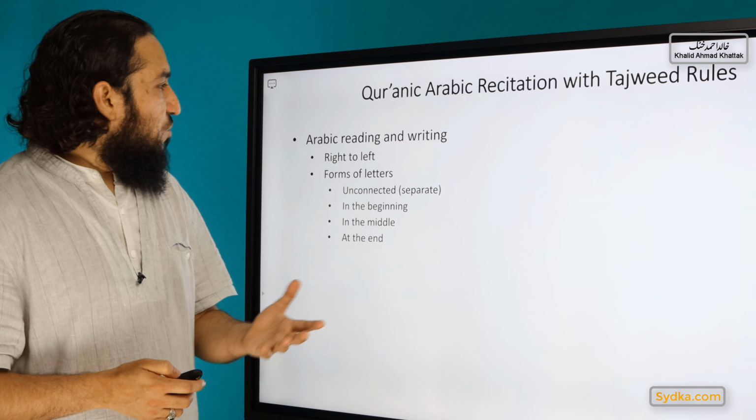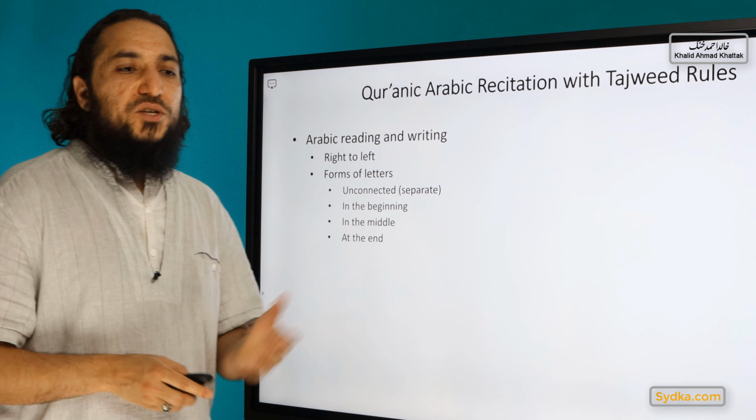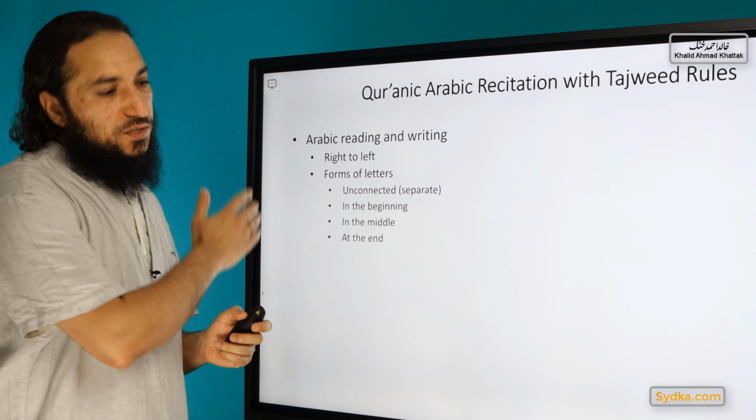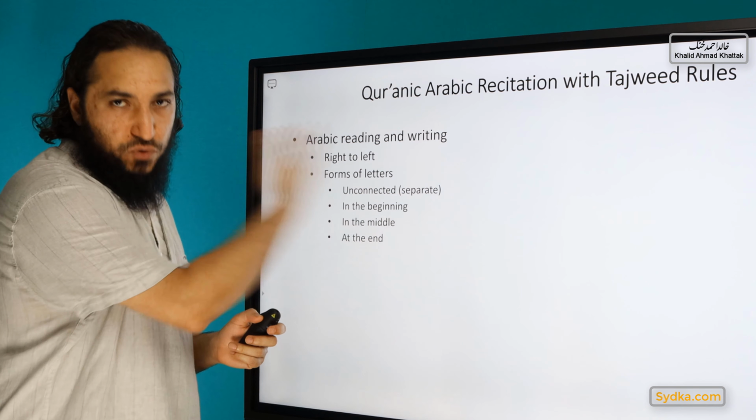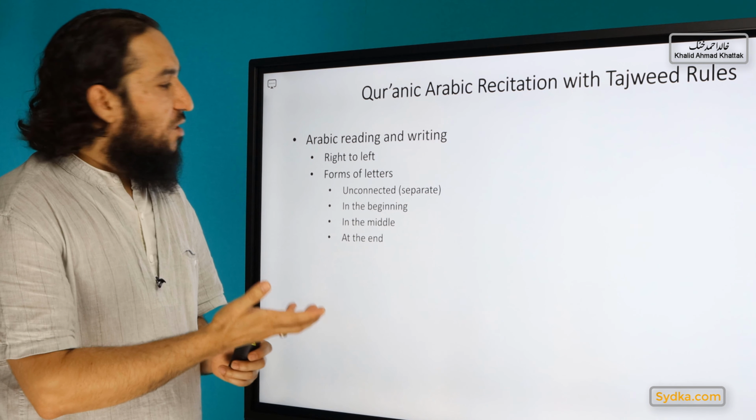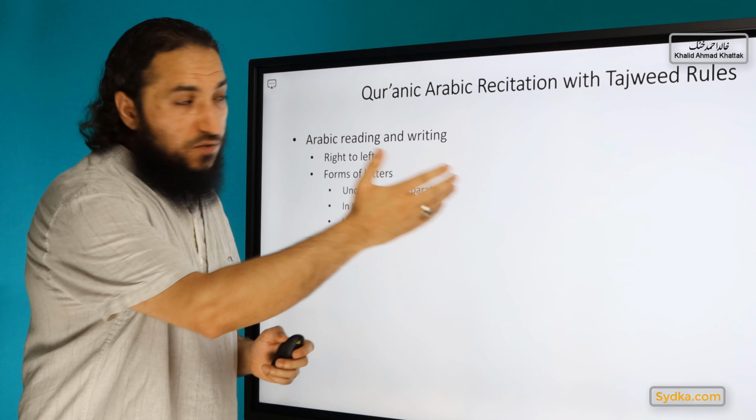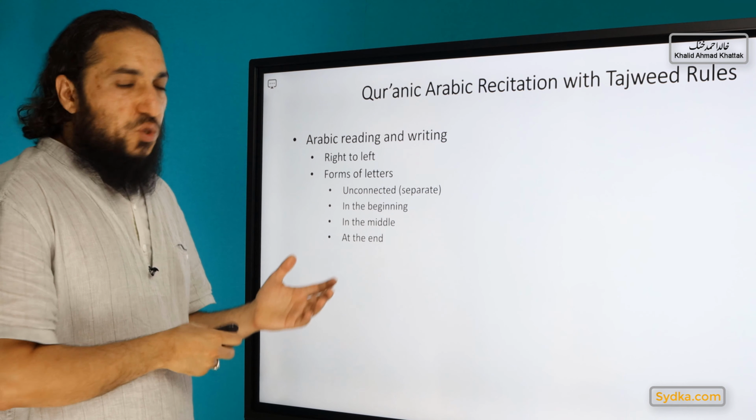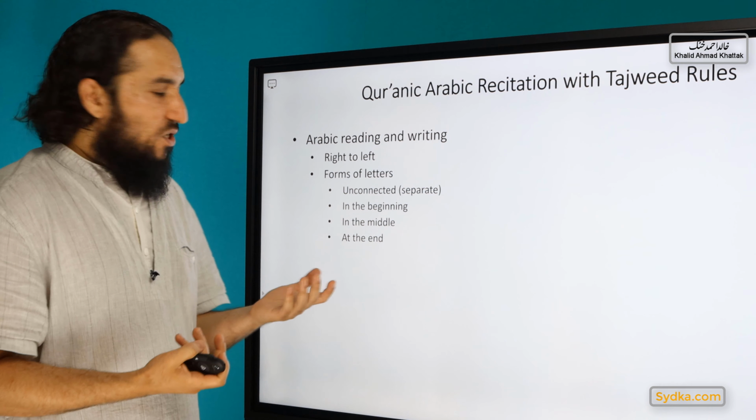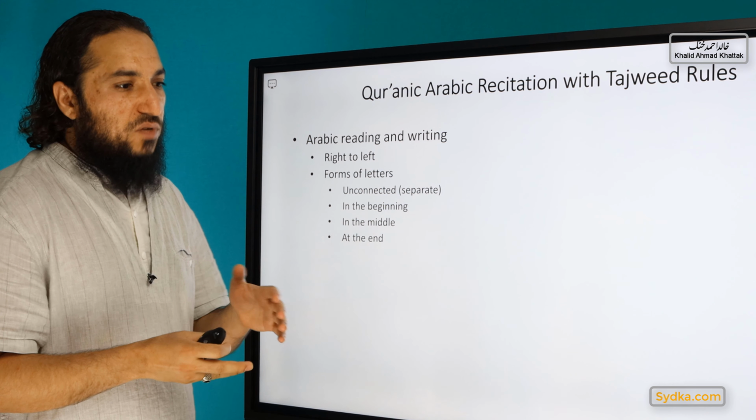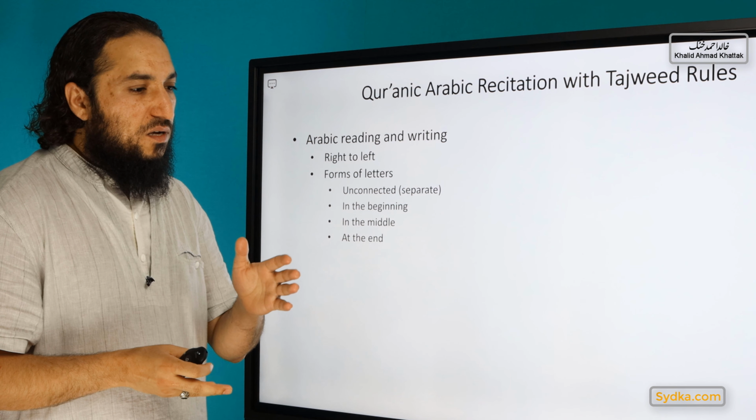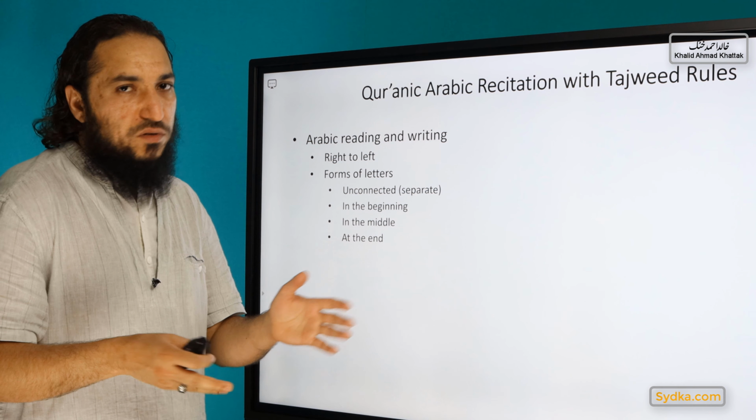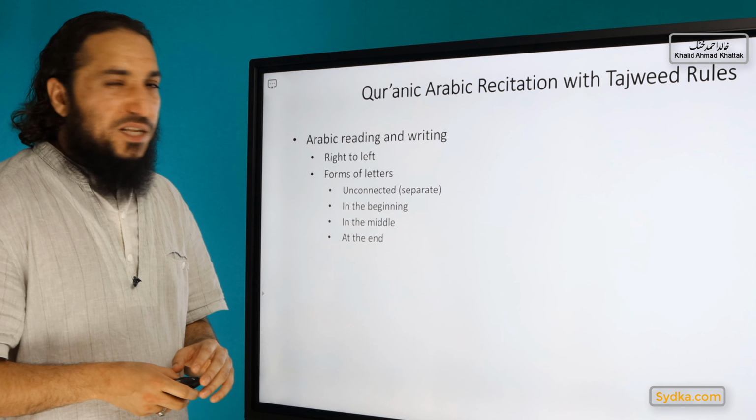So if we come to Arabic reading and writing, unlike English, where we write and read from left to right, in Arabic we write and read from right to left. And in English we have one form of each letter, whether it's in the middle, in the beginning, or on its own. But in Arabic it's different.